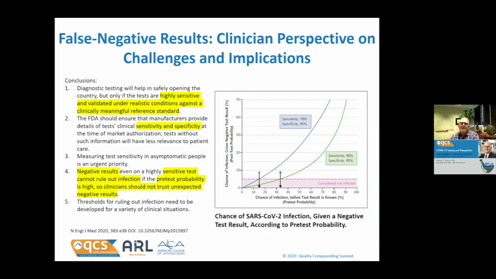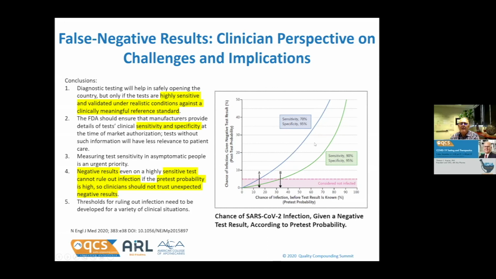Okay, I thought this was an interesting slide because this came from the New England Journal of Medicine. And again, the source documents or the citations are at the bottom of the slide. But a false negative would mean the report is negative, but the patient really has a positive. So the clinician's perspective on challenges and implications regarding that. So what are the chances of the SARS-CoV-2 infection giving a negative test according to that pretest probability?